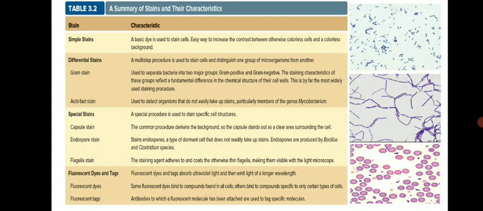Various kinds of simple stains are there, for example monochrome staining, negative staining, etc. Then a differential stain is a multi-step process used to stain cells, and it distinguishes one group of microorganisms from another. As the name suggests, differential staining techniques are used to differentiate between different groups and types of microorganisms. A very popular and important technique is the gram stain.